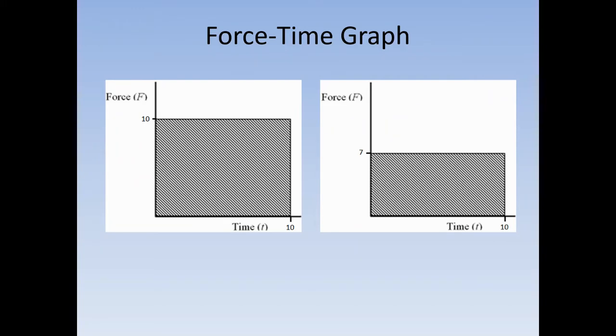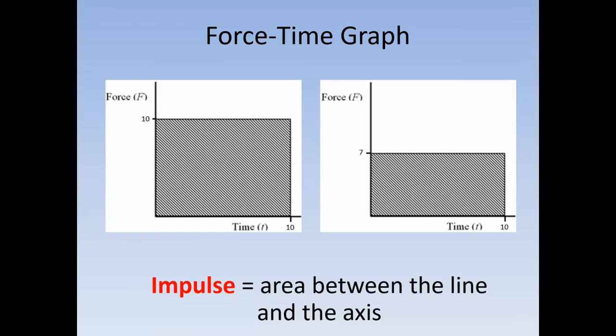So compare the two graphs here. Both forces are being applied for the same amount of time, but the one on the left has more force being applied. So which one do you think has the greater impulse? Just like with our velocity time graphs, we were able to find displacement of an object using the area between the line and the axis. On a force time graph, we can use it to find the impulse.